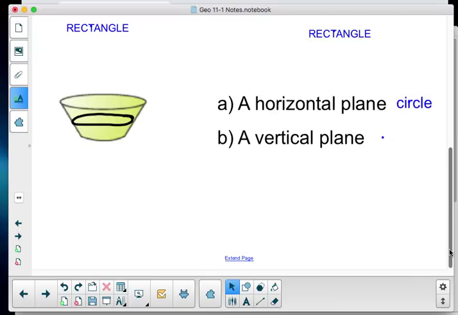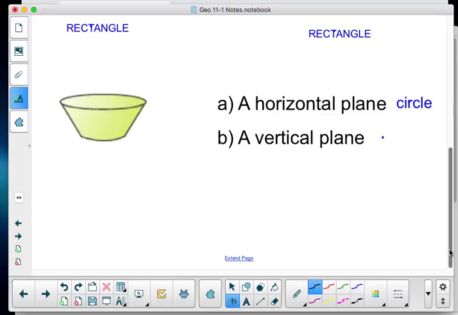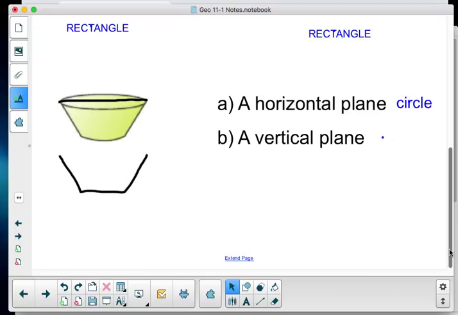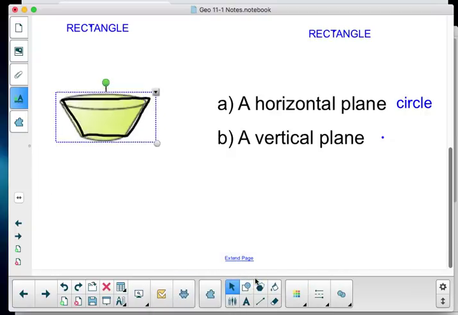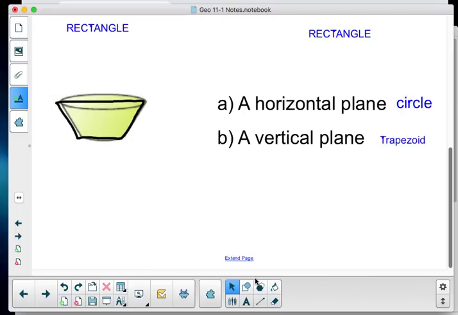And then if I'm talking about a vertical plane, I'm going to be trimming this down here and down there, and we're not going to do it that way. If I'm talking about a vertical plane, let's go this way so you can actually see my vertical plane in action. What type of shape is that, if I get that all together? If you remember from the last chapter, we've got ourselves a trapezoid going through there. So I've got a circle going through my horizontal and a trapezoid going through my vertical.